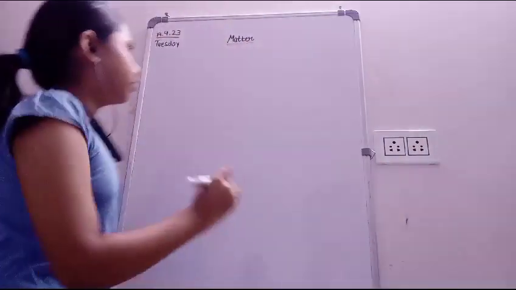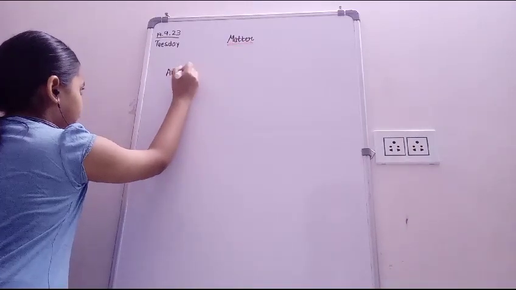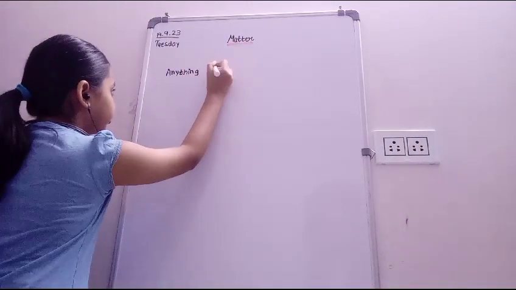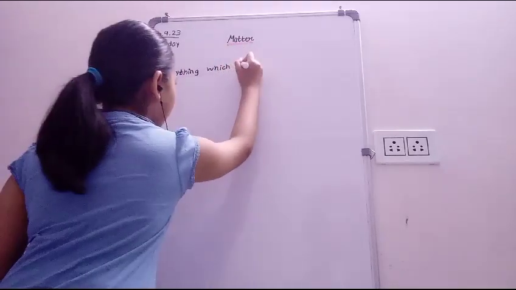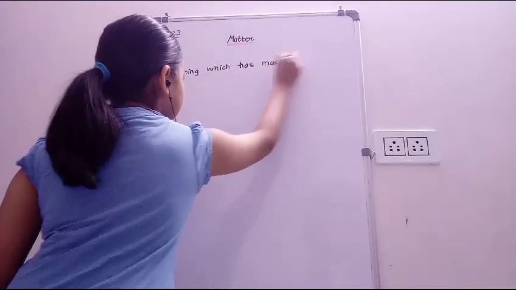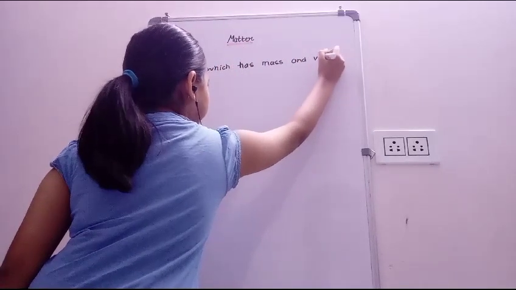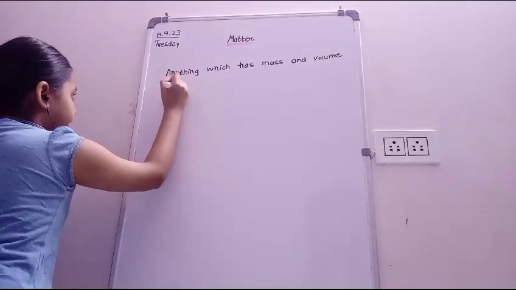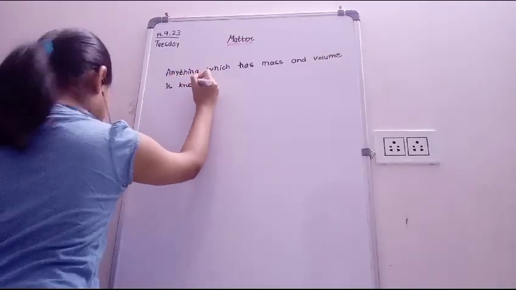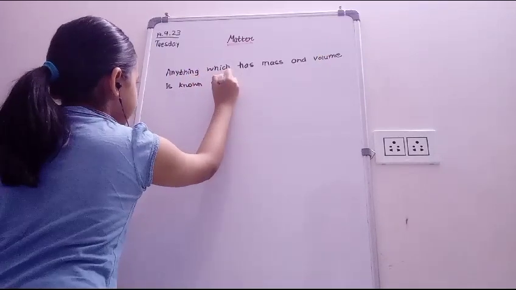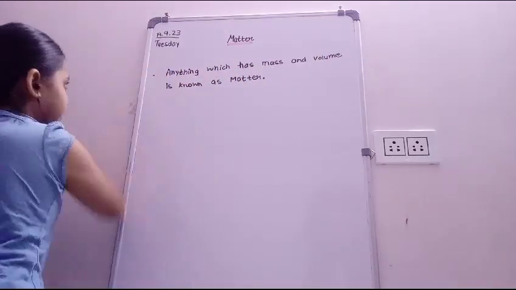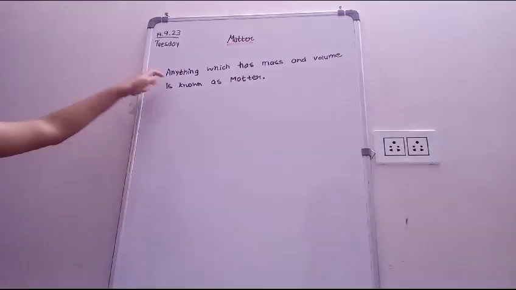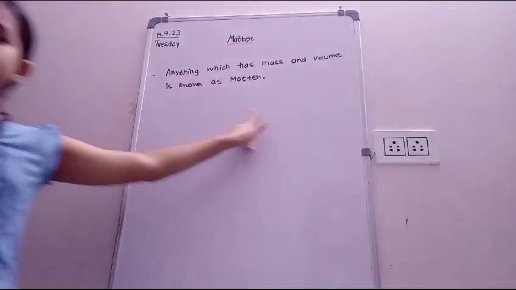Matter is anything which has mass and volume. So anything which has mass and volume is known as matter. Again, anything which has mass and volume is known as matter.